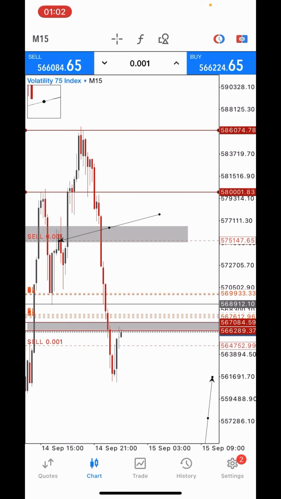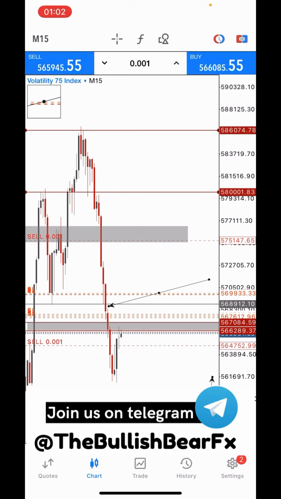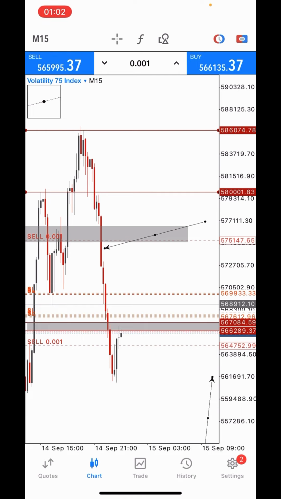So since I placed this trade here, my TP1 was actually on the nearest support. So that's what you always want to do. If you're selling and you place your trade from any resistance zone, your TP1 should be the nearest support.